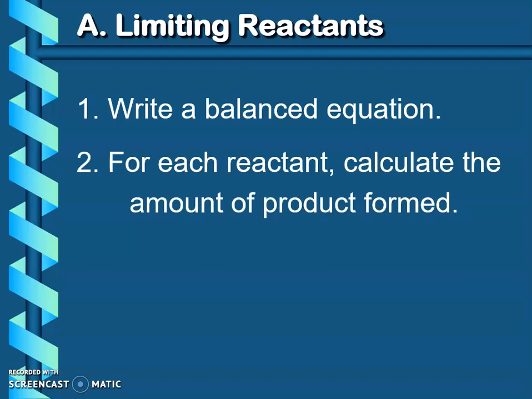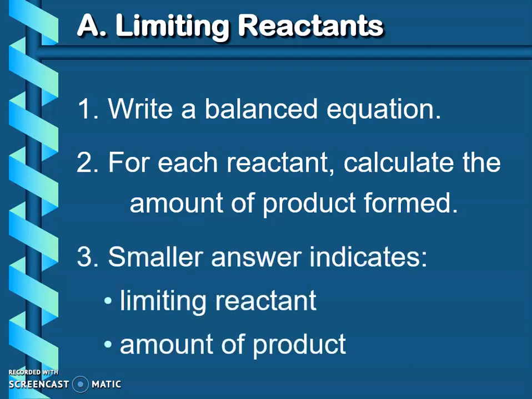Then you have to calculate how much product is formed for each reactant. So you have to do the steps of stoichiometry twice, okay? Once for each reactant. Okay? Whichever one has a smaller answer, that one is your limiting reactant. That one gives you the amount of product that it is possible to make.